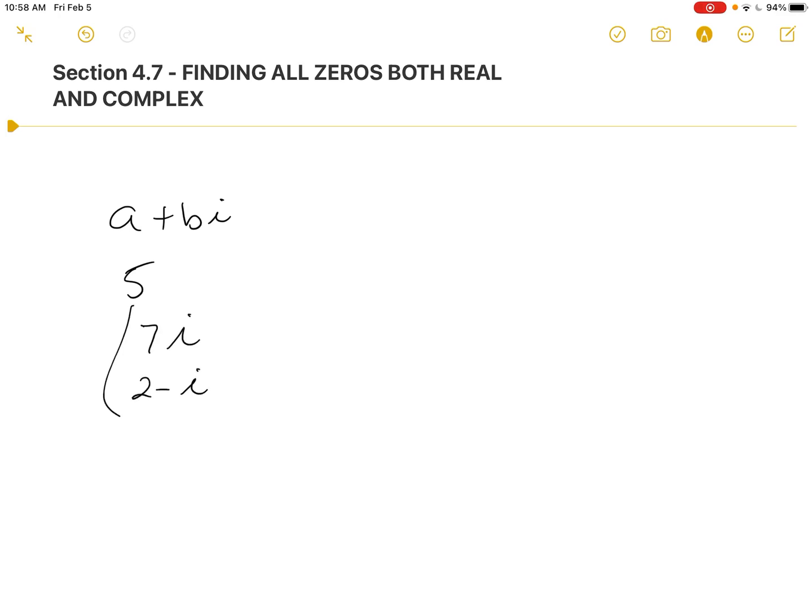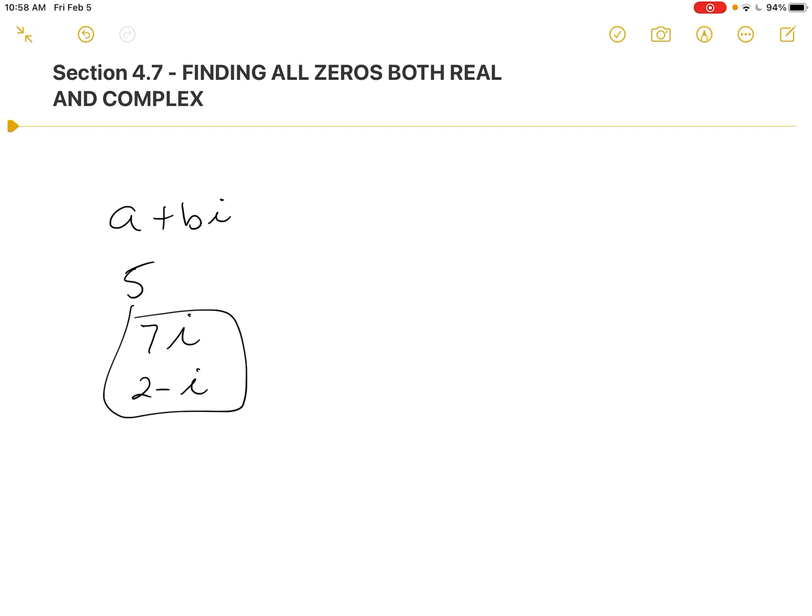Some of them will be complex, I guess, includes the real numbers. Not I guess, it definitely does. But what we mean by complex is when it's of the form a plus bi, where a and b are real numbers. So 5 is in the complex plane, and so is 7i, and so is 2 minus i. It's these ones right here, these imaginary ones, that we're going to be after.